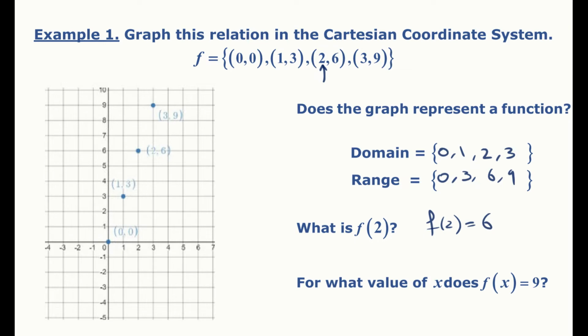Now, another question that could be asked is, for what value of x does f of x equal 9? So this time they're giving you the output and they're asking you to find the input that would be paired with that output, right? So what we need to do now is locate the y value 9 and then see what x value it's paired with. So here the answer would be x equals 3, just like that. So very simple, very important. Please make sure you understand it before we proceed.